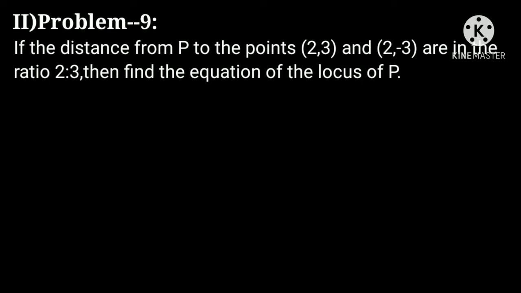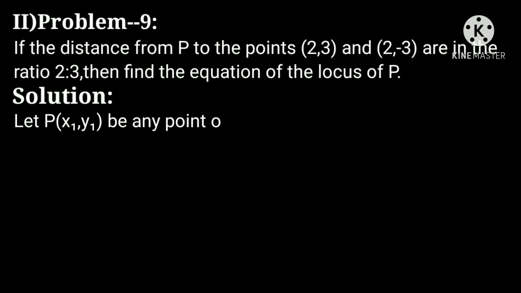In this problem, we have to find out the equation of locus by using the given condition that the distances from the locus point P to (2, 3) and P to (2, -3) are in the ratio 2:3. Now we will find out the solution. For this problem solution, we have to assume a point on the locus. That is, let P(x1, y1) be any point on the locus.